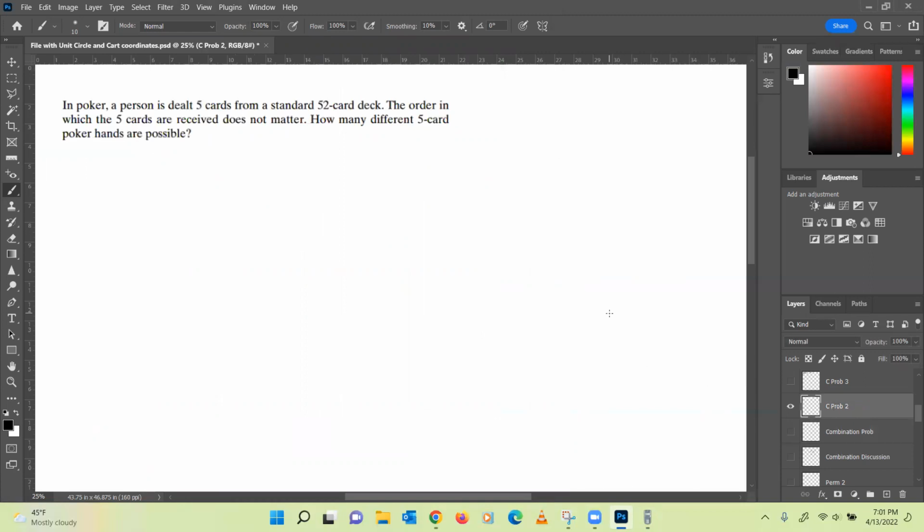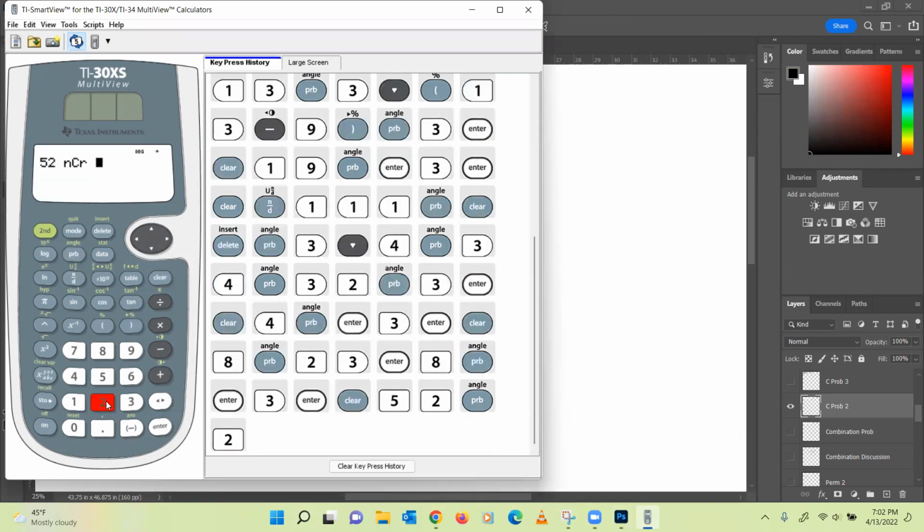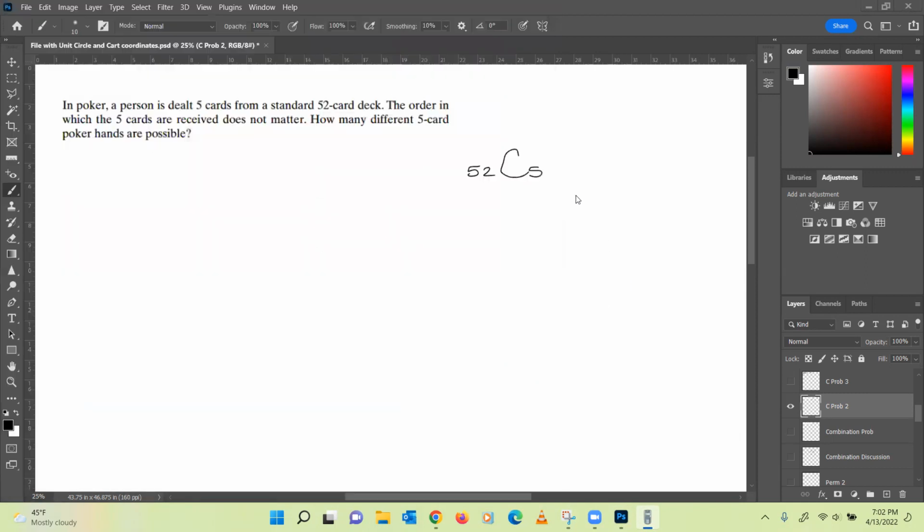Let's take a look at another problem. Here in poker, again, we're dealt 5 cards. The order in which they're received does not matter. It says how many different 5-card poker hands are possible. Got 52 cards. We're choosing them 5 at a time. Order does not matter, so it's a combination. So I'll take 52. I'll go to my probability menu and choose nCr. I'm getting them 5 at a time. And that gives me a whole bunch. 2,598,960.